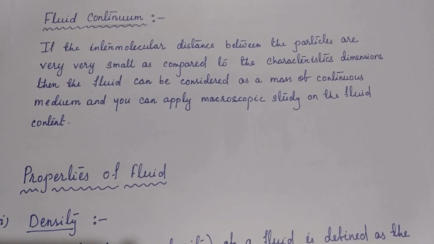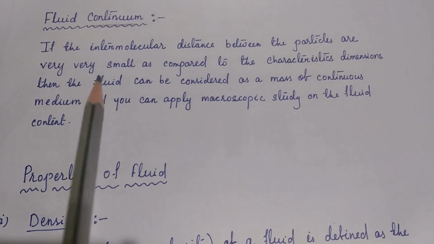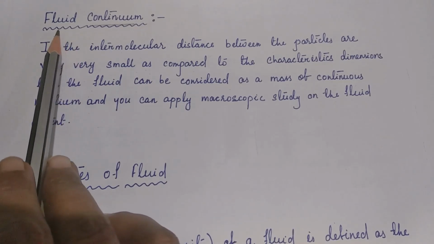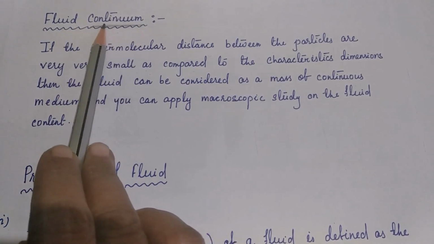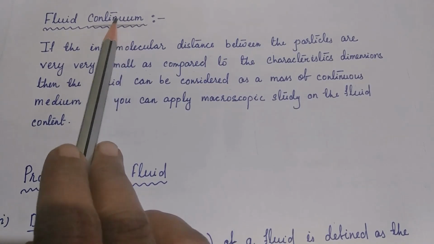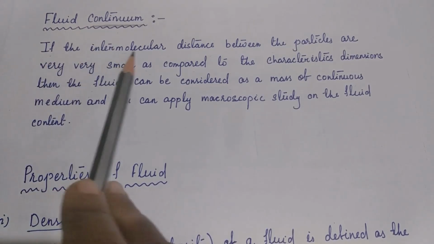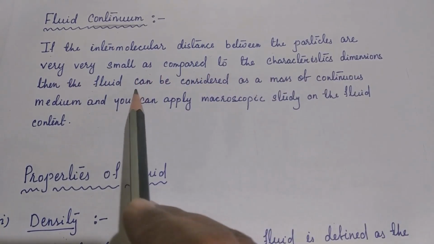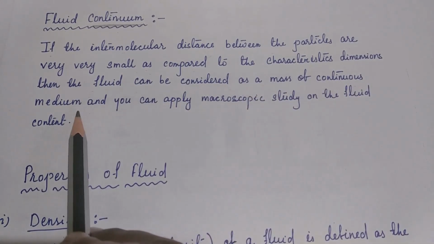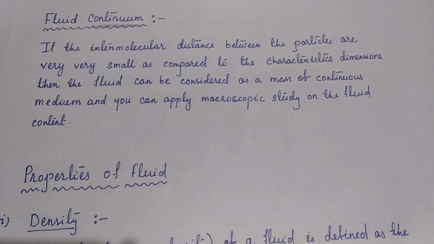So next we consider fluid continuum. From the name itself, we try to understand what is fluid continuum. So see, we know what is fluid, and this continuum means continuous. So what continuous here? Here we consider the mass distribution within the substance is continuous. So see, if the intermolecular distance between the particles are very small as compared to the characteristic dimensions, then the fluid can be considered as a mass of continuous medium, and you can apply macroscopic study on the fluid content. So here basically we discuss about the continuous distribution of the mass within the substance.